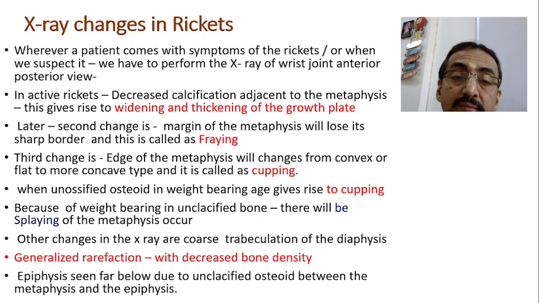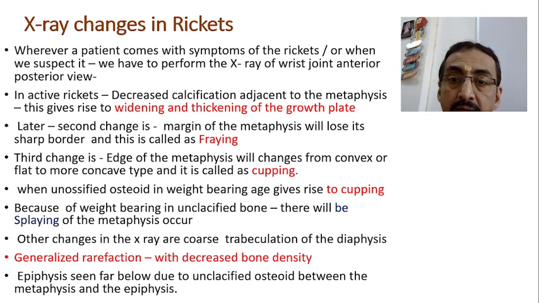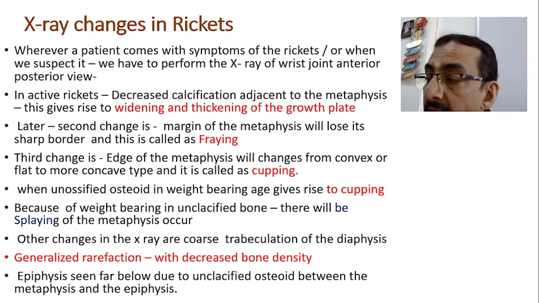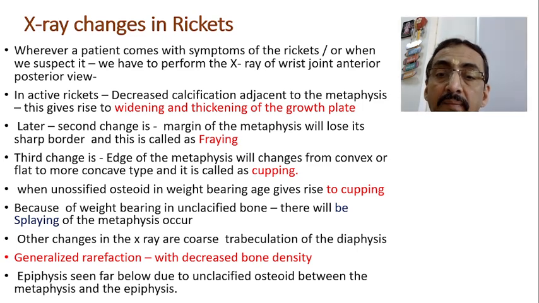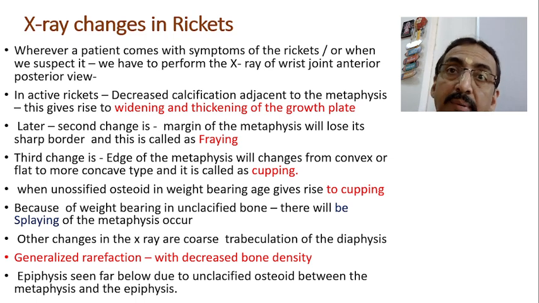Some other changes may also be seen, in the form of coarse trabeculation in the diaphysis. Another finding is generalized rarefaction with decreased bone density, which we will also see. And the epiphysis is seen far below due to the uncalcified osteoid between the metaphysis and the epiphysis.